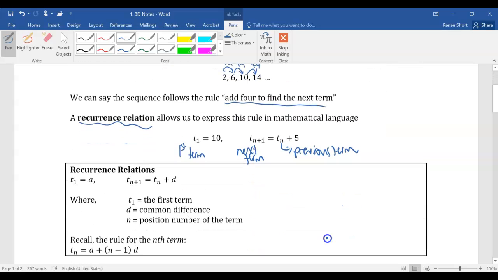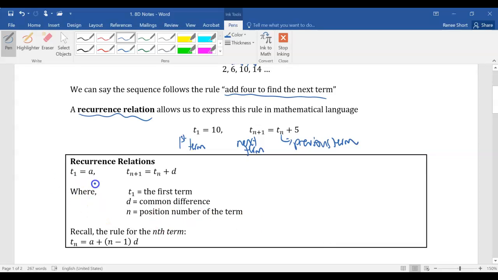So if we look down here again, we have this standard form. Using those letters that we were used to last time, we said that the rule for the nth term was Tn equals A, where A was the first term, plus n minus 1 times D. D was the common difference. This time we're explicitly stating that T1 equals A. And then we're saying the next term, Tn plus 1, comes from the previous term plus, or it could be minus, that common difference. That was the amount that we are adding or subtracting over and over again.